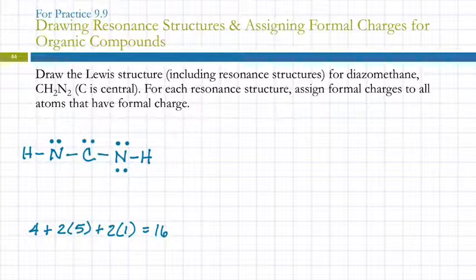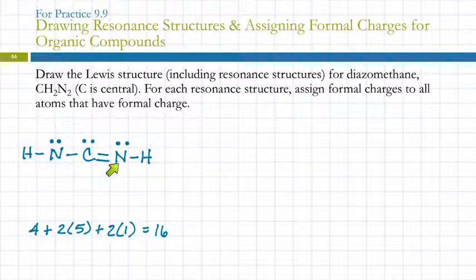What to do? Share, right? This guy's got an octet. He's happy. He's stable. So he can be generous and share with his neighbor. So we'll move that lone pair over there. I'm not changing the number of electrons. I'm just moving them around.